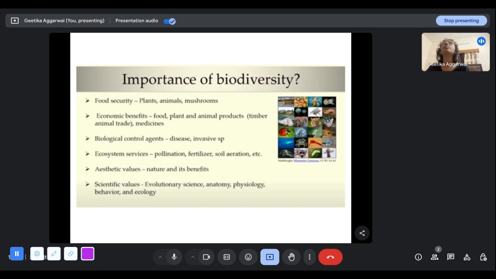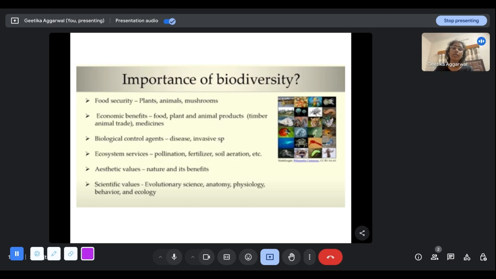So an area which is more biodiverse can actually give you more of these economic benefits. Then there are these biological control agents. For example, you have diseases and invasive species. So if you have an area which is well biodiverse, then you will notice that in those areas the incidence of disease is much lower, and the probability of an invasive species setting up in that area is also much lower because that area is fully biodiverse and there are no niches left for that invasive species to suddenly start and occupy.